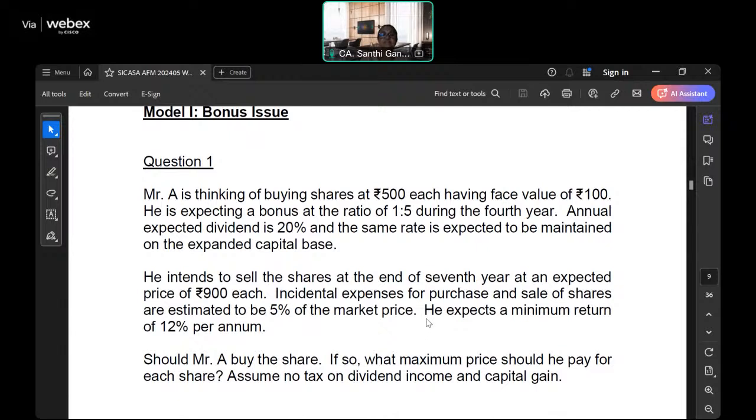So you can try doing this, then we can discuss. Whenever we want to find the intrinsic value for something, we need to take the future cash flows and discount them at the required rate.